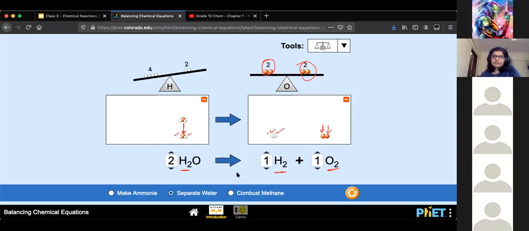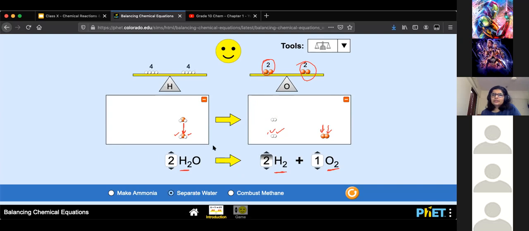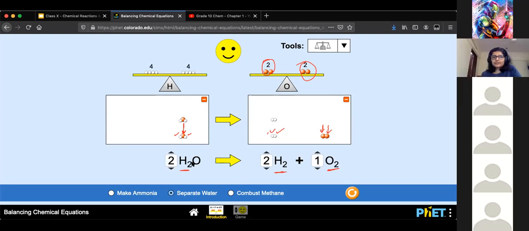Ma'am, we will add hydrogen. Can you repeat that? We will add hydrogen. If you make it 2H2O, ye balance ho gaya. So total of 4 atoms of H, 2 into 2, and 2 atoms of oxygen, 2 into 1 and 1 into 2.